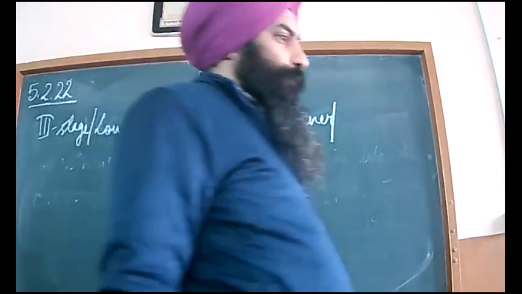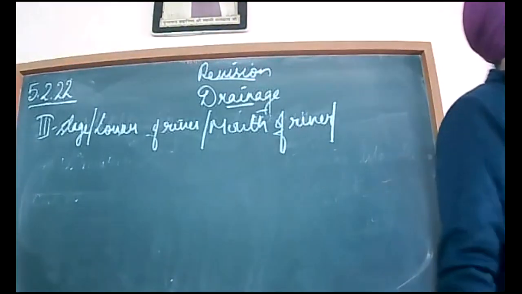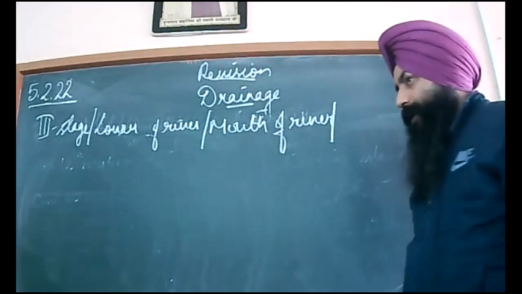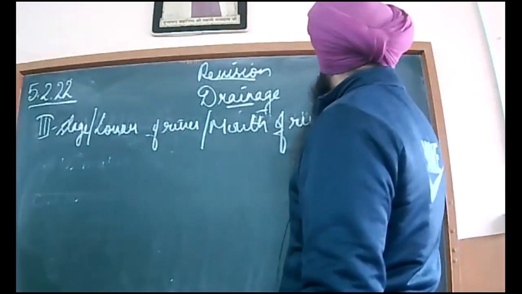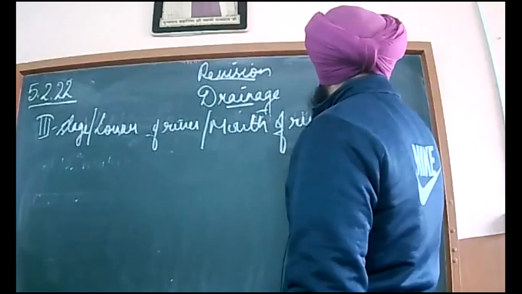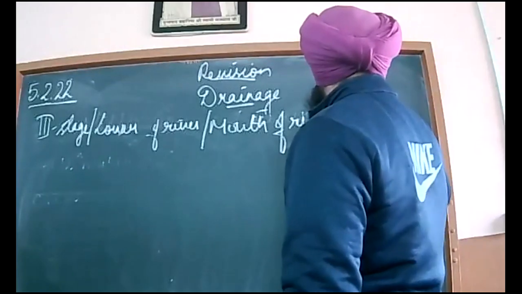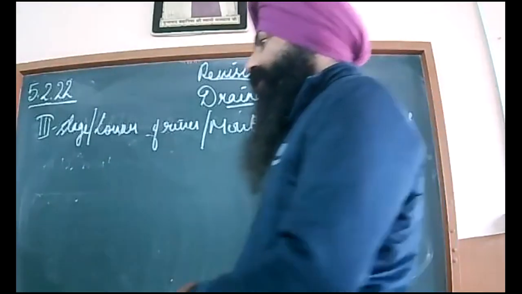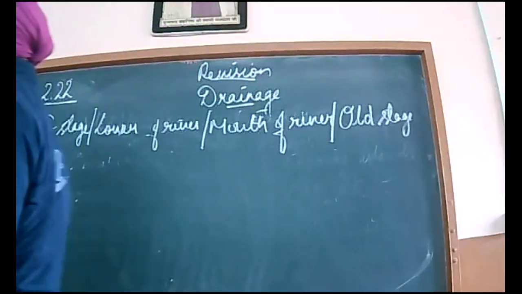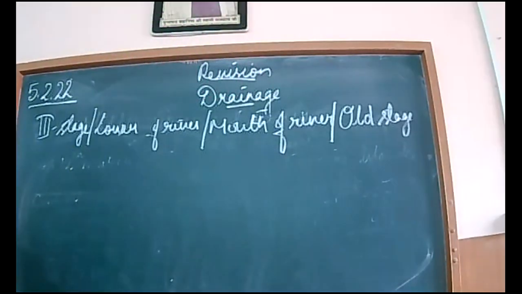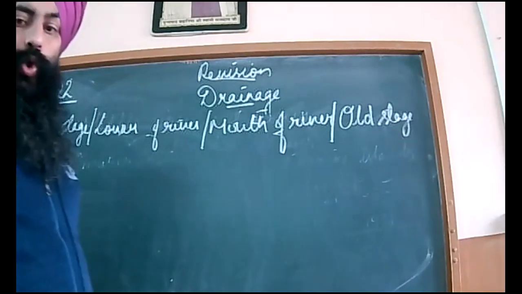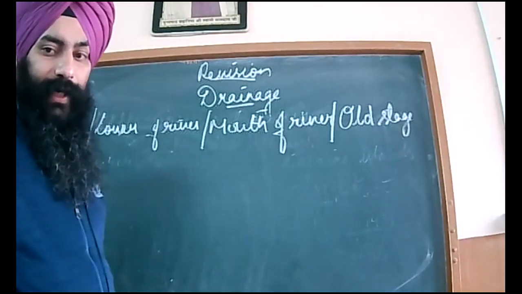This stage is also known as the old stage. The first stage is the youthful stage, the middle course is the mature stage, and the lower course is the old stage of the river, where the river ends in a sea or ocean. Afterwards, it is no longer known as a river. It is the end of a river. Clear?